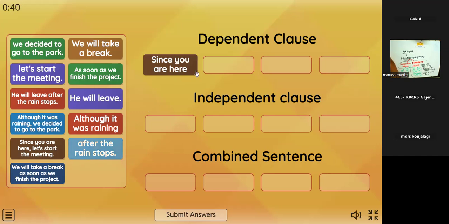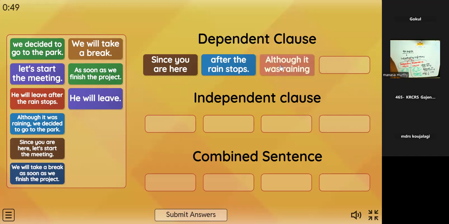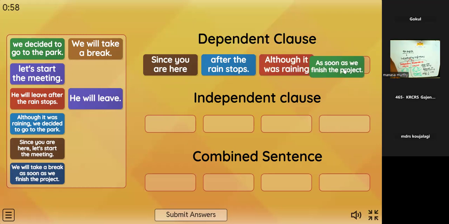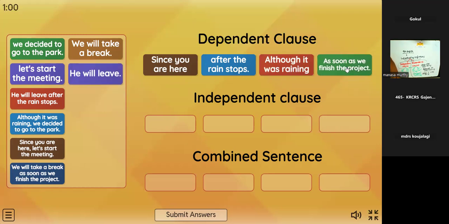After the rain stops, what will I do? Is it complete? No. Although it was raining, what happened? As soon as we finish the project, what am I going to do? I'm going to get another project. I'm going to celebrate. You can say anything.